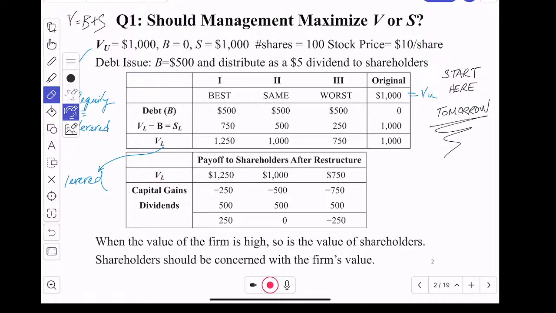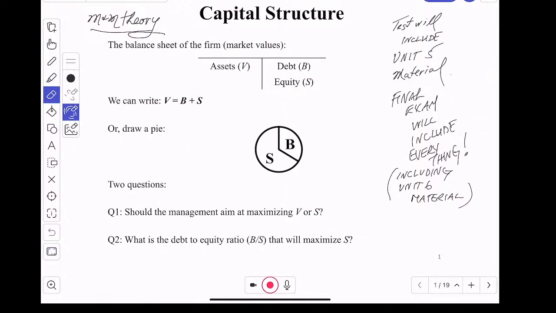Okay, so let's get back to this one. The discussion topic was capital structure. Capital structure is the composition of debt and equity in the firm's balance sheet. And we answered the first question very clearly that management is aiming at maximizing. Well, actually, this is the one that I got cut off, but I will explain again.